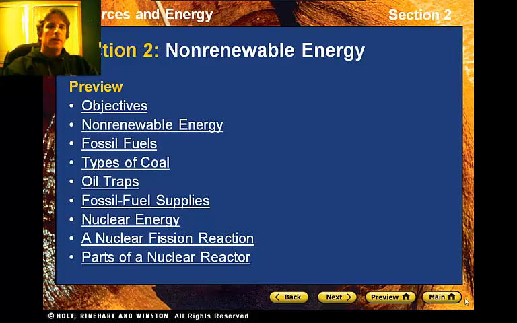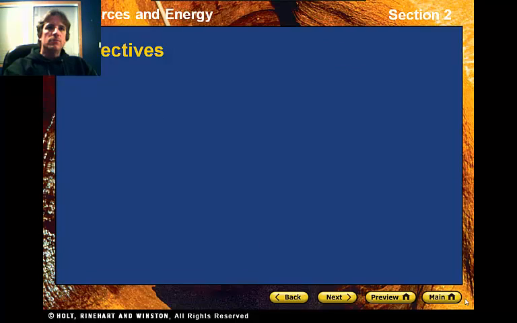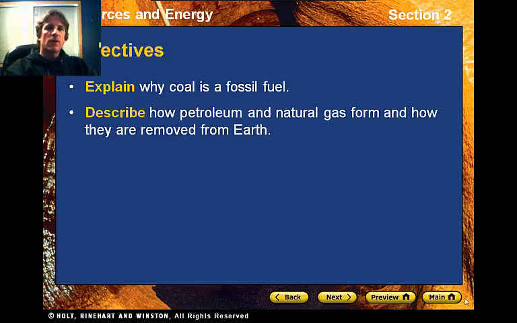Okay, here we go. Section 2, Chapter 7. Your objective for this section would be explain why coal is a fossil fuel, describe how petroleum and natural gas form and how they are removed from the earth, and I will include a little bit about fracking that will not be in your notes.